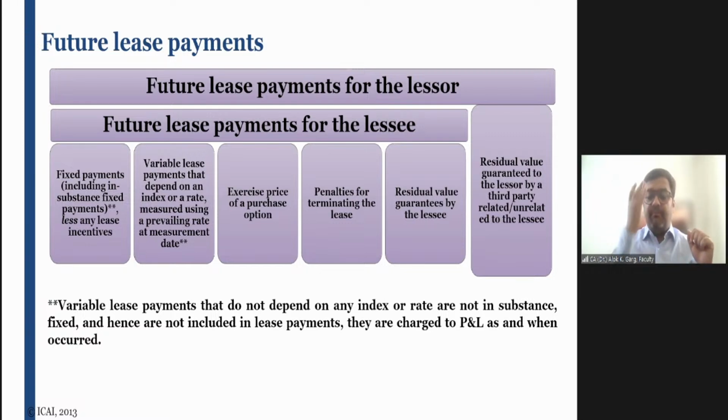So every year Manoj is escalating the lease rental which he is paying me. Every year he is escalating by 10%. So don't you think these escalations are also in substance fixed payment? 1 lakh rupee is the fixed lease rental. In the contract, it is written that 1 lakh rupee is the lease rental, which is going to be escalated by 10% every year, after every 12 months.